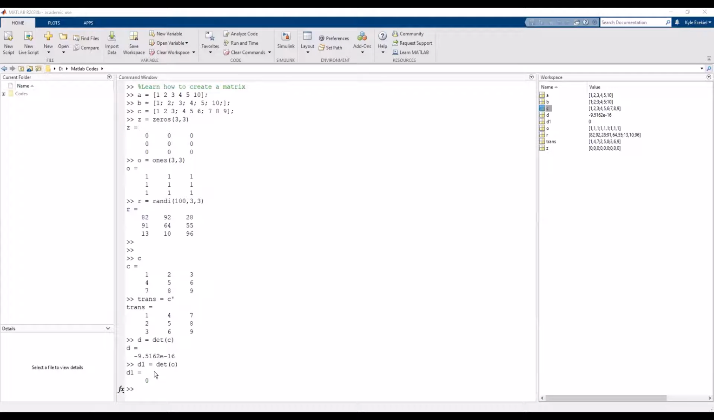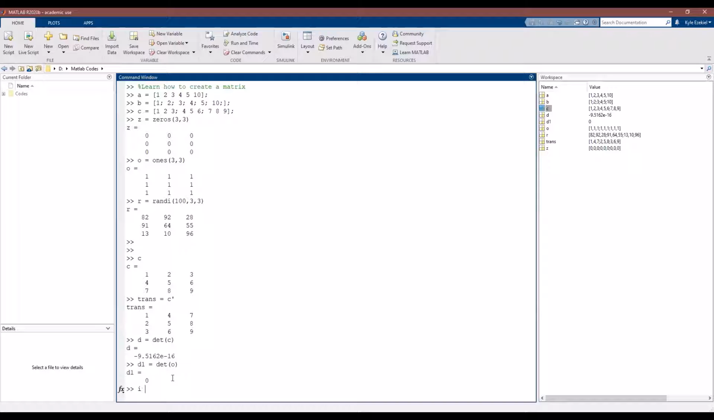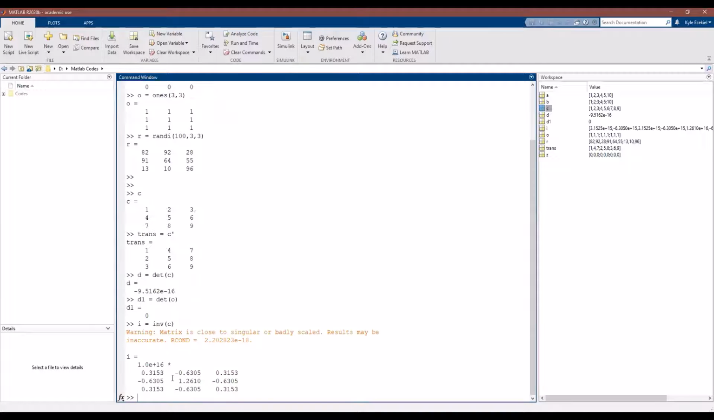Okay. Lastly, the inverse of a matrix. So if for the determinant we use det, then if we want to get the inverse of a matrix, just simply use inv of C. So there we go.